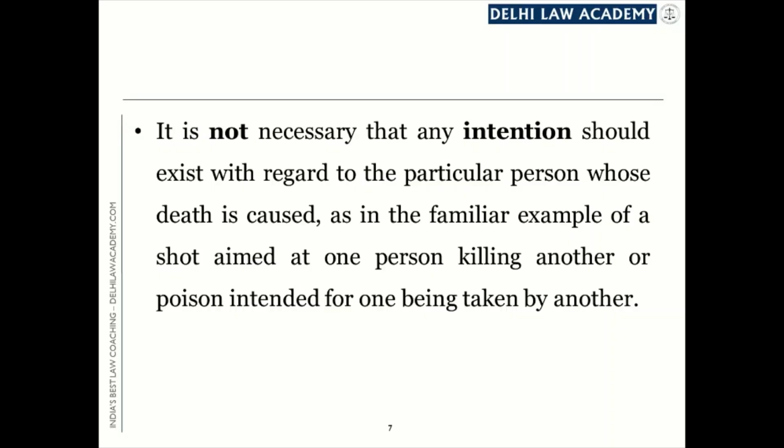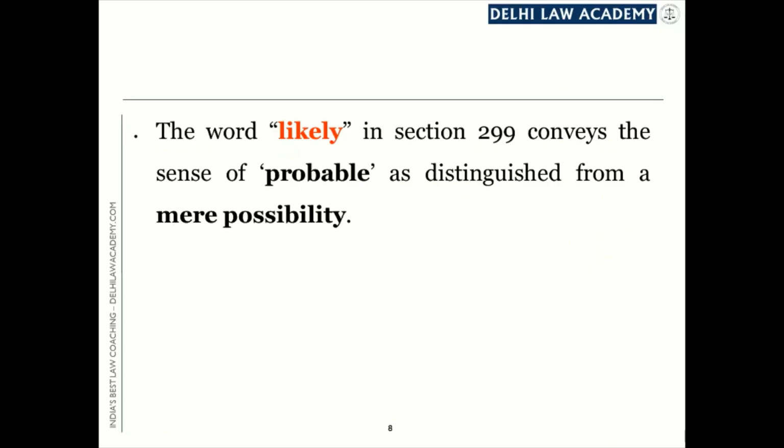When a shot aimed at one person kills another person, it falls squarely within the definition of section 299. Similarly, where a poison intended for one person is taken by another person, that also will be squarely covered by section 299. Next, the word likely, as it appears in the mens rea part of section 299 at two different places, conveys the sense of probable as distinguished from a mere possibility.